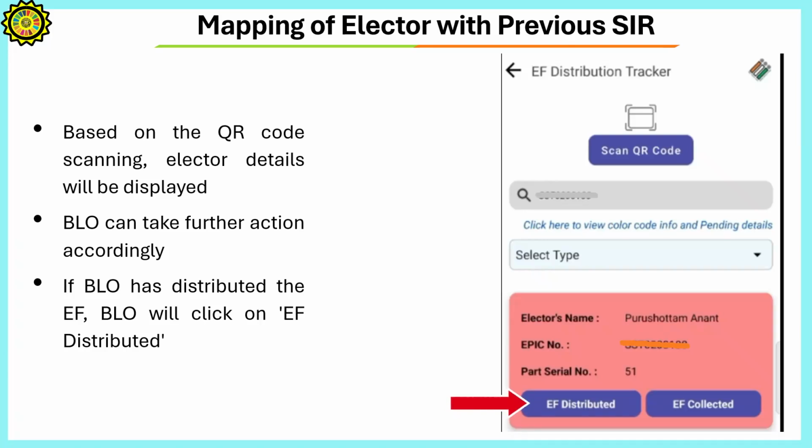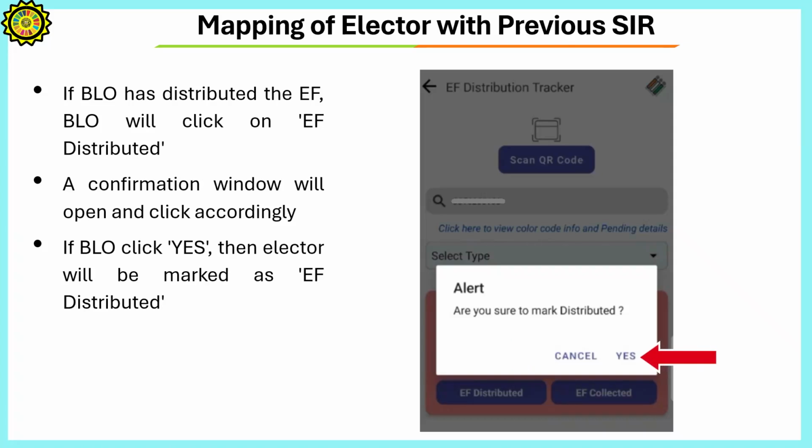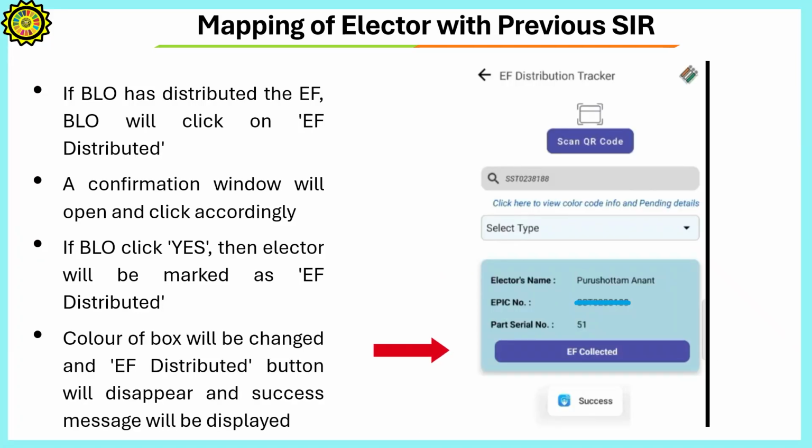If BLO had distributed the EF, BLO will click on EF distributed. A confirmation window will open and click accordingly. If BLO clicks cancel, then the elector will not be marked as EF distributed. If BLO clicks yes, then elector will be marked as EF distributed. Color of box will be changed and EF distributed button will disappear and success message will be displayed.